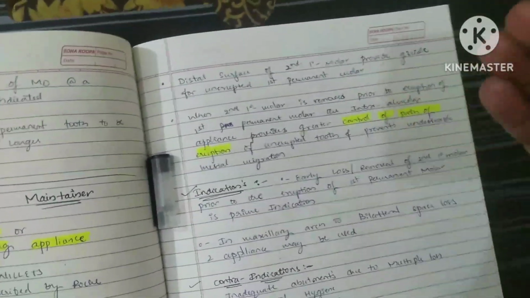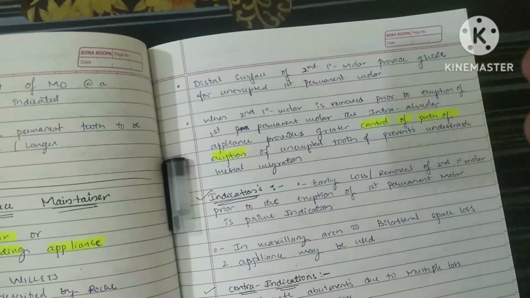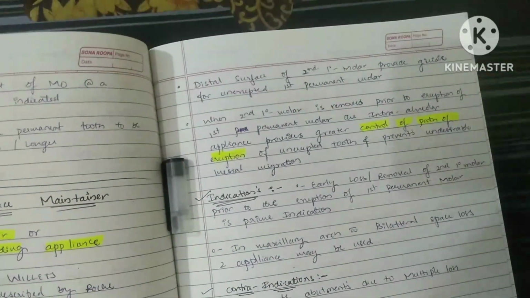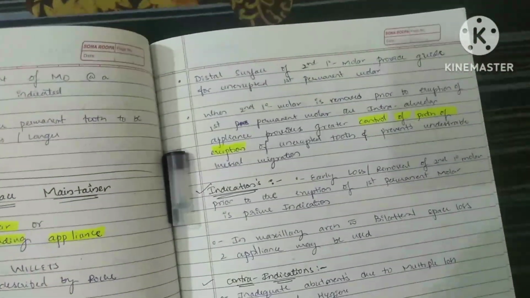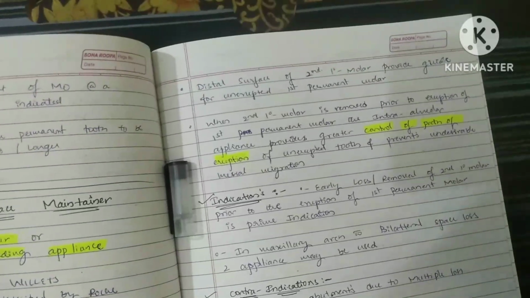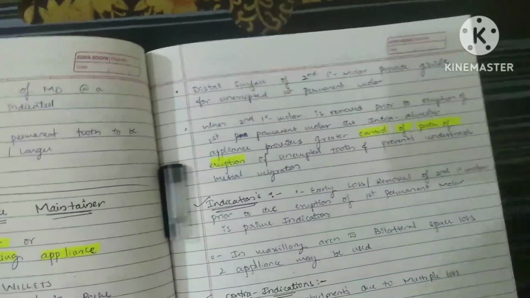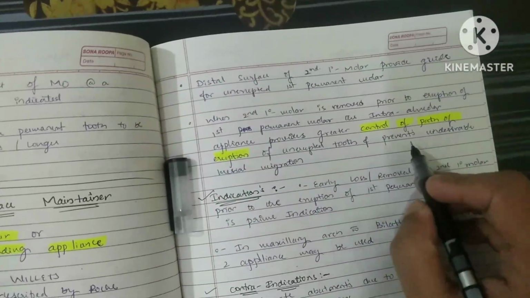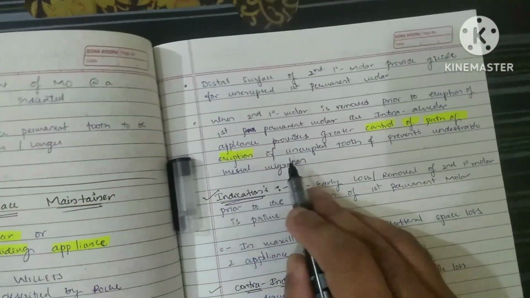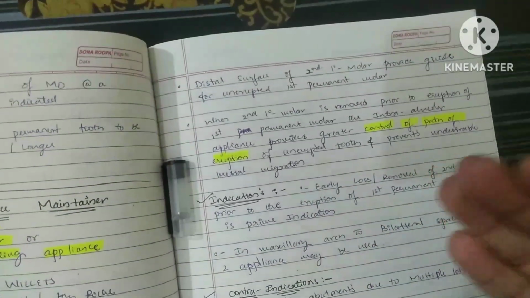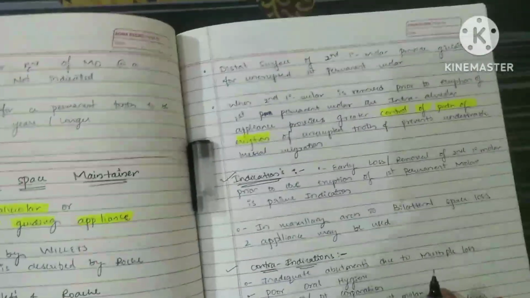If the primary second molar has been removed, this is going to provide control of the path of eruption of the unerupted tooth, which is the first permanent molar, and hence prevent the undesirable mesial migration. How is this going to prevent the migration? By using an appliance which is called the space maintainer.